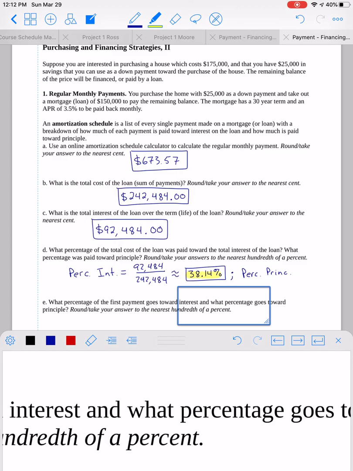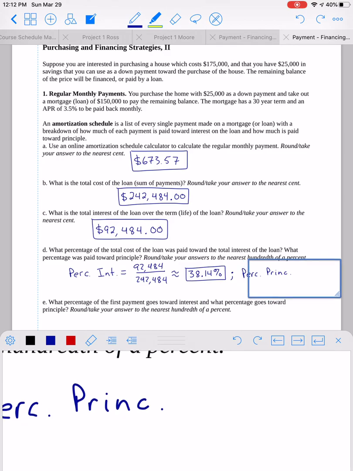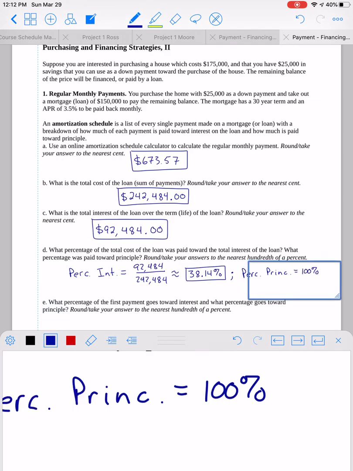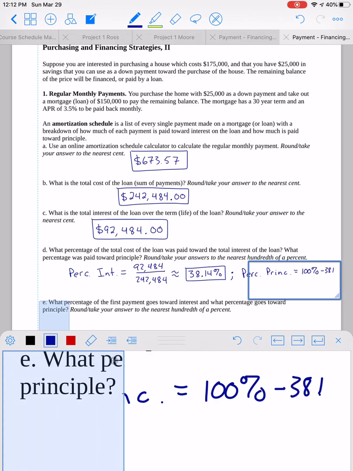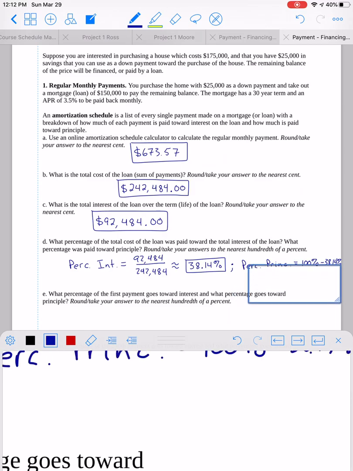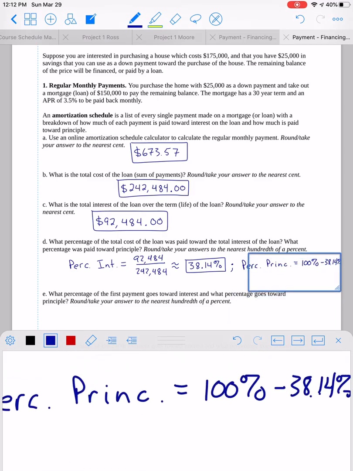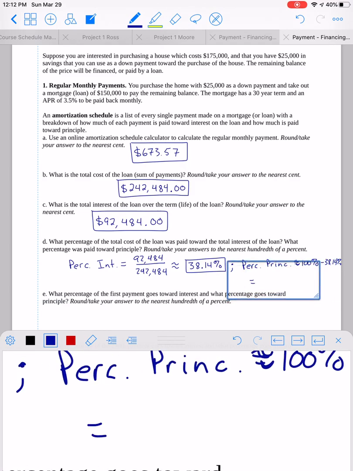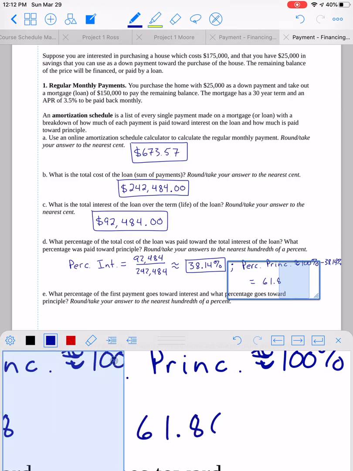Okay, so we just use the complement rule to say the following. It's 100% of the total cost of the loan minus 38.14%, as we have here. And what this comes out to, and this is approximate because that 38.14 was a rounded value, but this comes out to 61.86%.